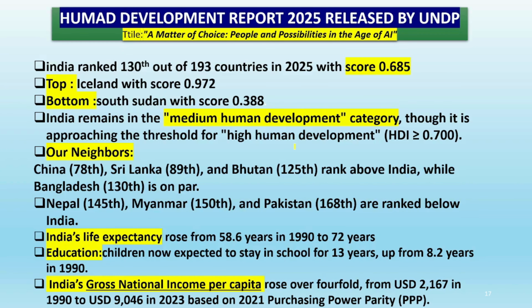Our neighbors China, Sri Lanka, Bhutan ranked above India, but Bangladesh is paired with India. Nepal, Myanmar, Pakistan ranked below India. India's life expectancy rose from 58 years in 1990 to 72 years now. Education: children are now expected to stay in school for 13 years, compared to only 8.2 years in 1990. India's gross national income per capita rose over fourfold. So that's the overall summary of the Human Development Report published by UNDP in 2025.